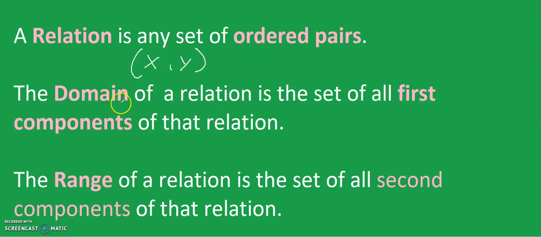Now, the domain of a relation is the set of all first components. So I'm going to underline that in red. So the domain is all my first components, right? This is the first component right here, x, and then y is the second component. And the range of a relation is the set of all second components of that relation. So I'll mark that in blue. So the range is the second value. So the domain is basically all my inputs or my x values. The range is all my outputs or all the y values.